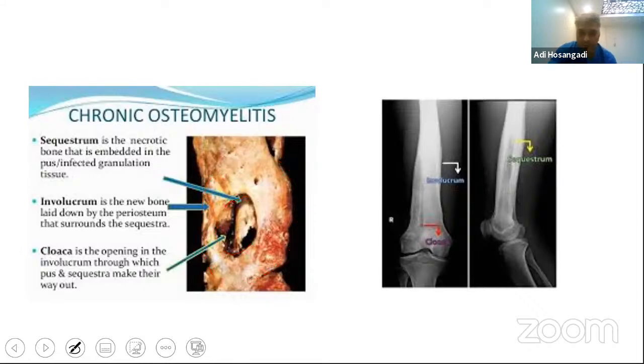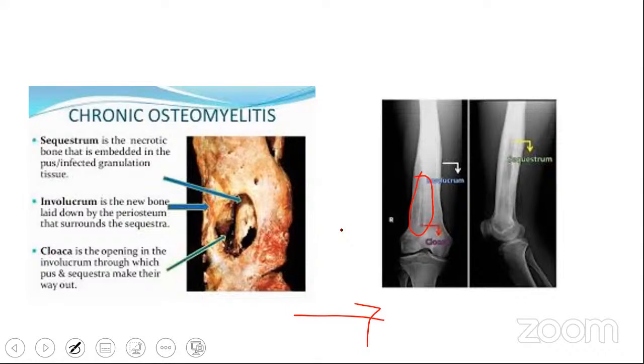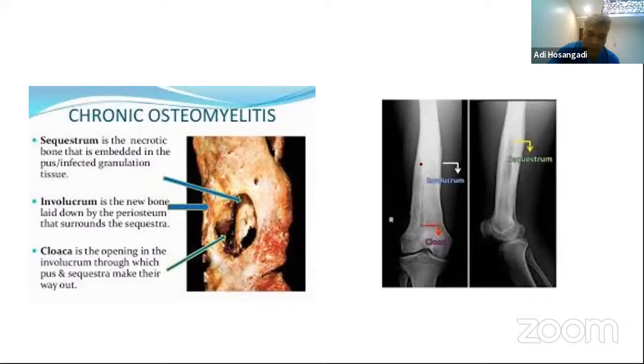The same thing you transferred. Of course, this is not the same specimen. This is a different X-ray. Look at this carefully. There's a dense white line. Understand? My voice is clear? Yes, sir. Okay, good. So this dense white line is a sequestrum. And remember, there is a small opening here. It's a cloaca. Understand? This entire white bone you can see here is a sequestrum. And this is a new bone formation.